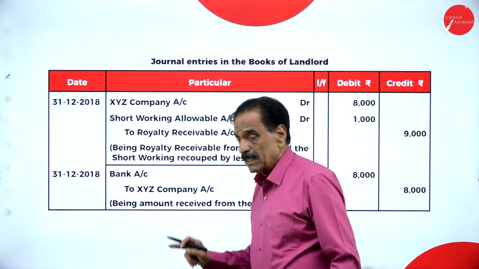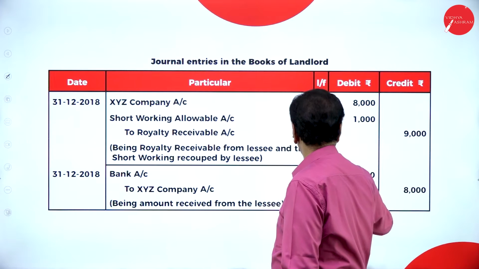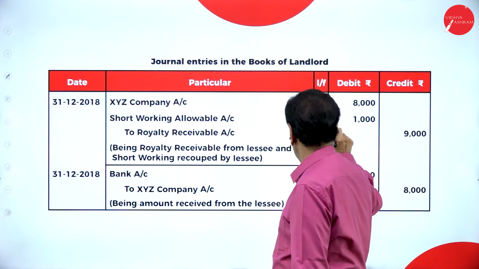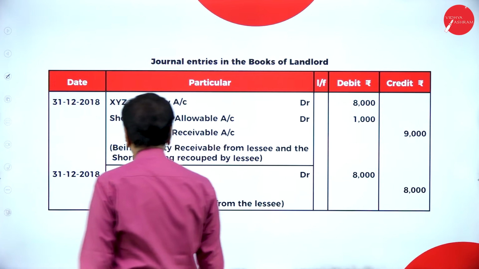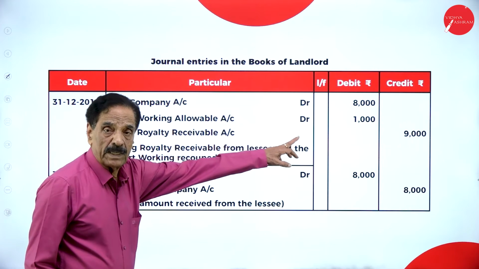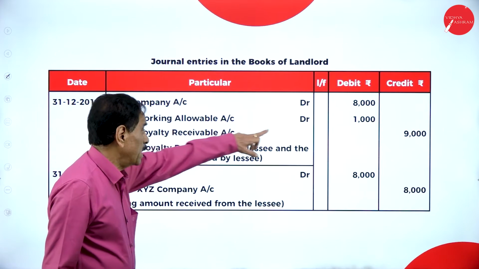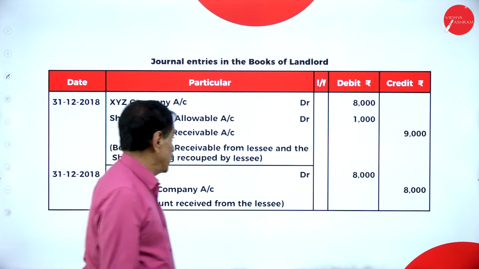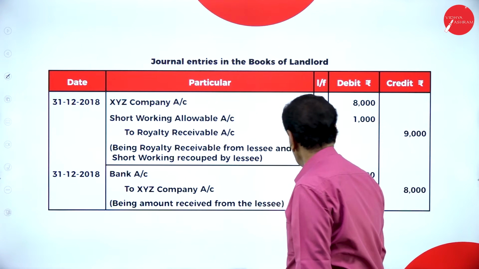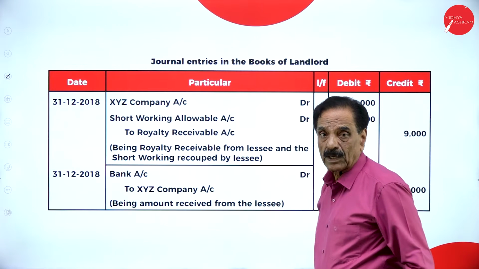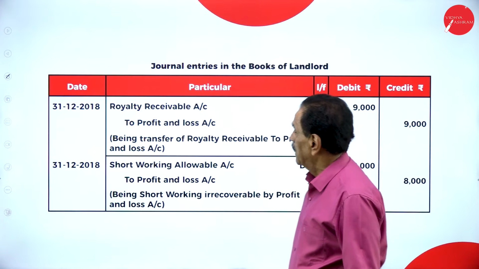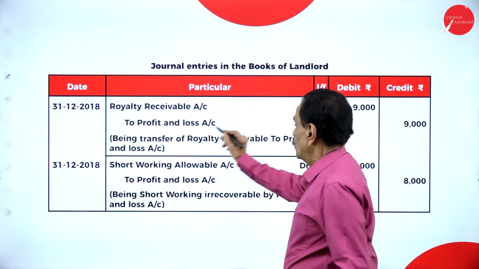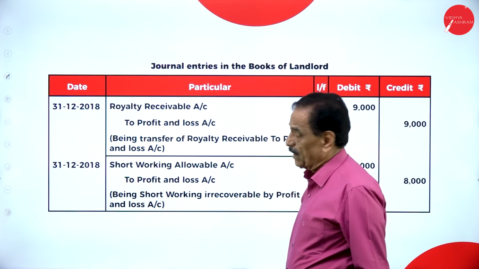Second year, here we got 9,000 out of which 8,000 is payable. How much allowable? 1,000. XYZ company account debit 8,000, short working allowable 1,000 to royalty receivable 9,000. So he will pay 8,000 now. Bank account debit to XYZ company, then royalty receivable to profit and loss account or production account.